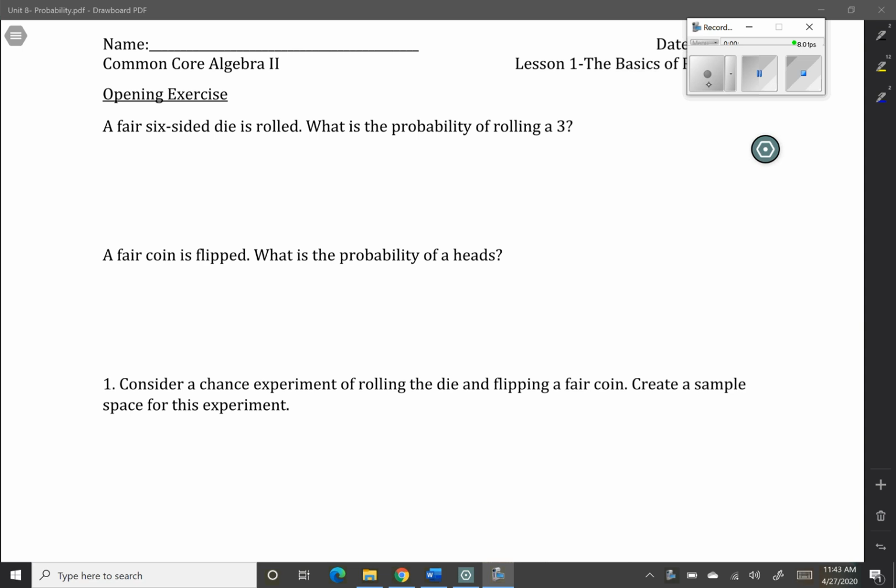There are 2 questions in the opening exercise that are just basic probability ideas. So pause the video and try them and see how you make out.